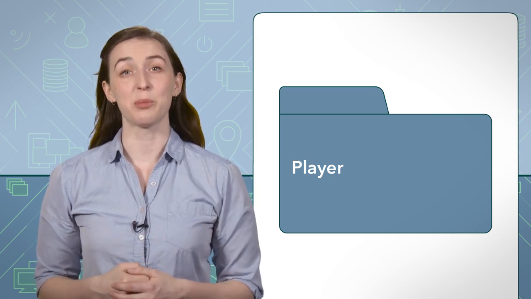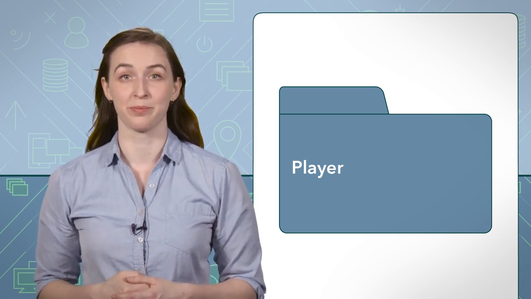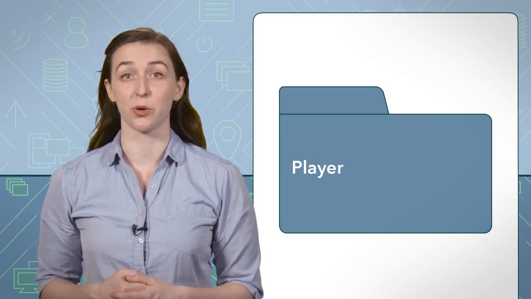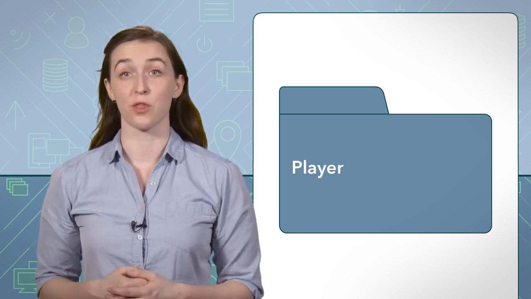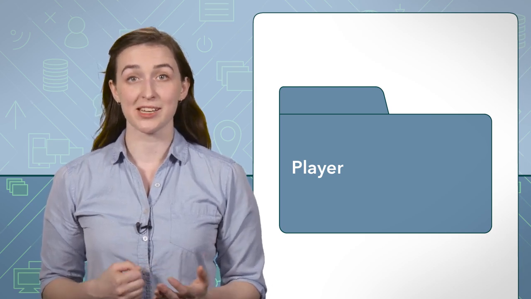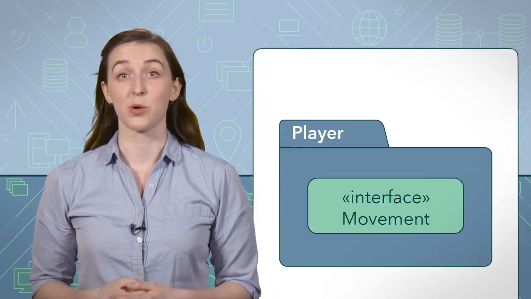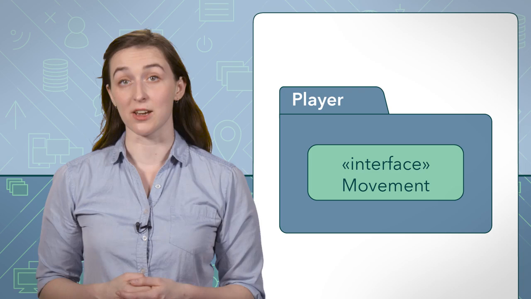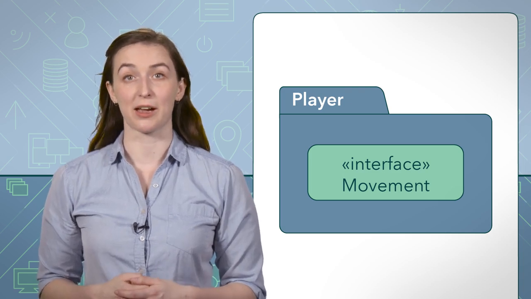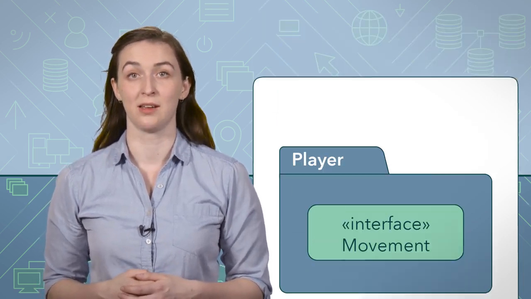A package has a simple depiction, which looks like a tabbed folder. If you do not have any elements that you want to show in your package, the package name goes within the folder, in the center. When details are needed, there are a few ways to show that a package contains elements. You can nest the elements within the folder just like this. Here, you can see the player package containing the movement interface.